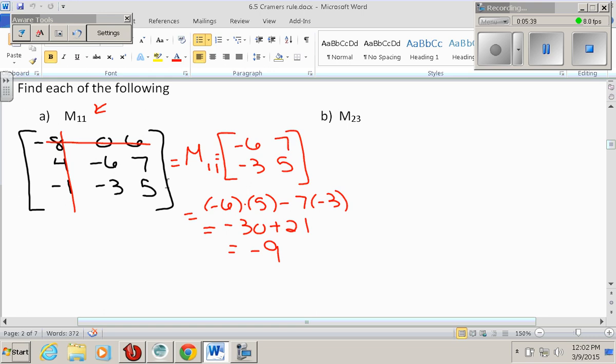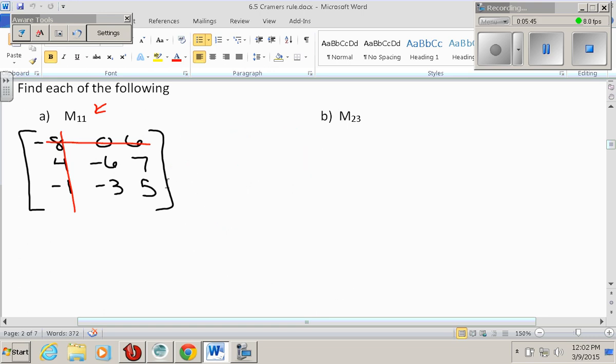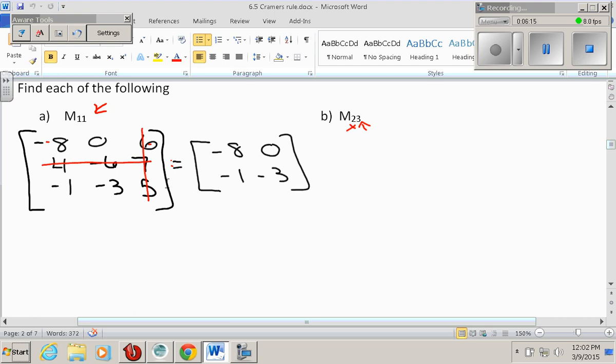All right, so now we're going to look for minor 2, 3. So same idea. Let me get rid of this and just kind of rewrite this, save myself some work here. Negative 8, 0, 6, and we had 4 and negative 1. So since I want 2, 3, I'm getting rid of the second row, third column, which is going to give me my new 2 by 2 of negative 8, 0, negative 1, negative 3. Okay, find the determinant, do that kind of cross multiplication piece.